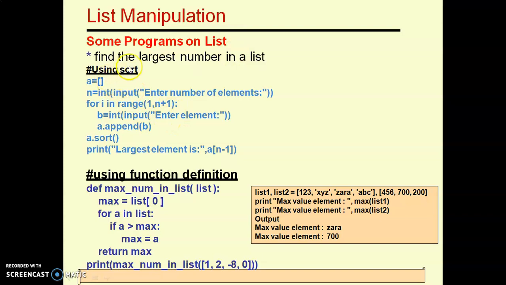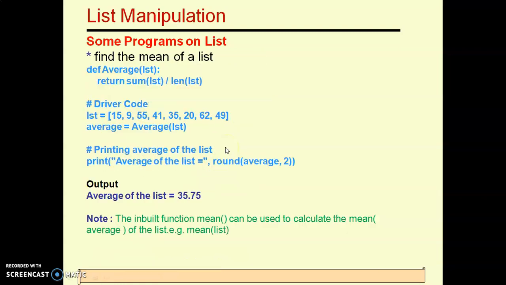What I have done, I have taken an empty list, entered the number of elements, then just run the loop as a cycle from 1 to n. b is equal to int input enter element, a dot append b, a dot sort, print the largest element is this. Now find the mean of a list. Now what is mean? Sum of all the observations divided by the number of observations. First we will do it without using the mean function.